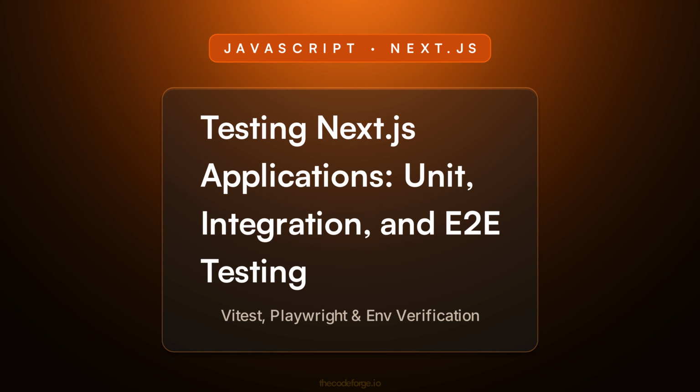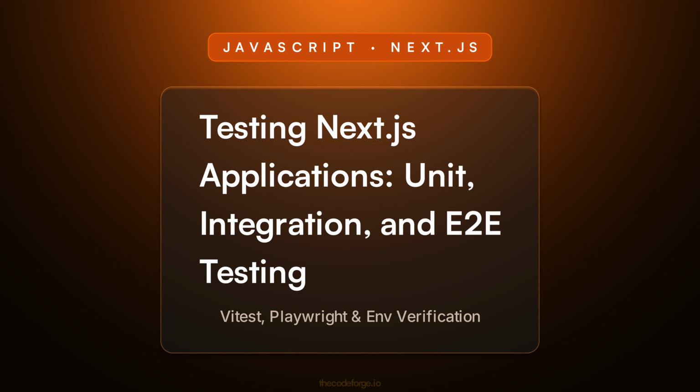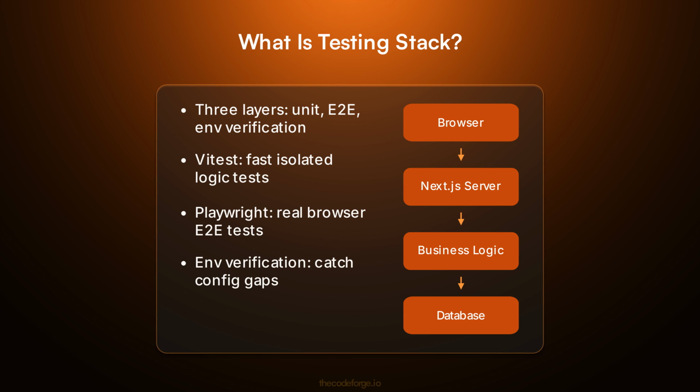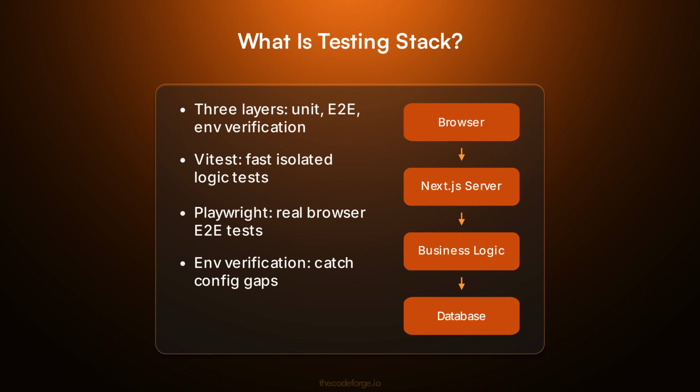Let's break down testing Next.js applications: unit, integration, and E2E testing, how it works, and the exact mistake behind that failure. Testing a Next.js 16 app requires more than a single tool. Vitest handles isolated logic, utilities, hooks, schemas. Playwright runs against a real server and browser, catching caching and rendering bugs. Environment verification tests ensure production config matches expectations. Together, they cover logic, behavior, and configuration.